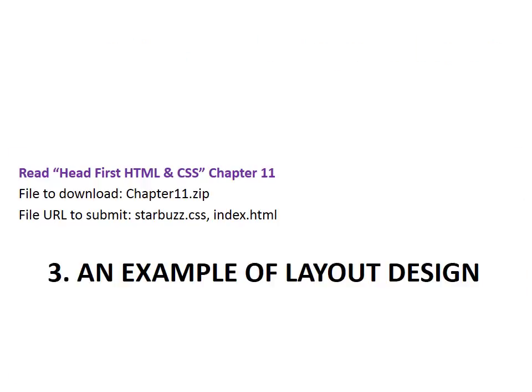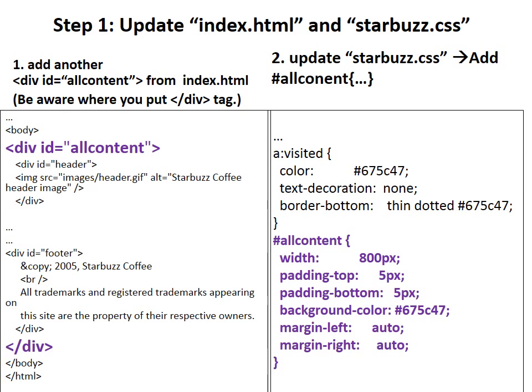In this activity, you will modify stopwatch.css and index.html for good design. However, it is not the answer. You have to practice to be a good web designer. Then later you may create your own design. Add type ID or content from index.html. Be aware where you put closing type tag. Then update the stopwatch.css for all content.